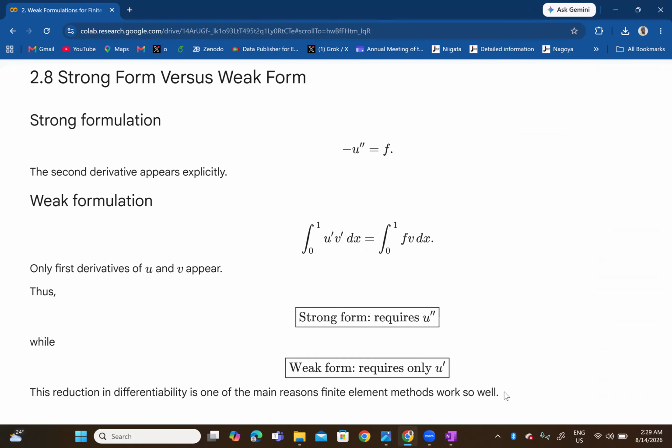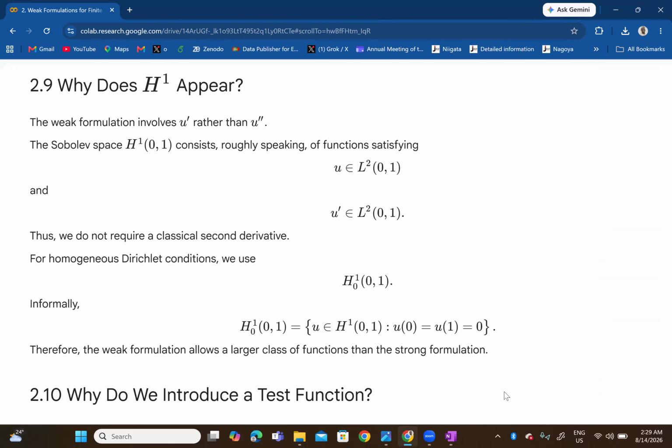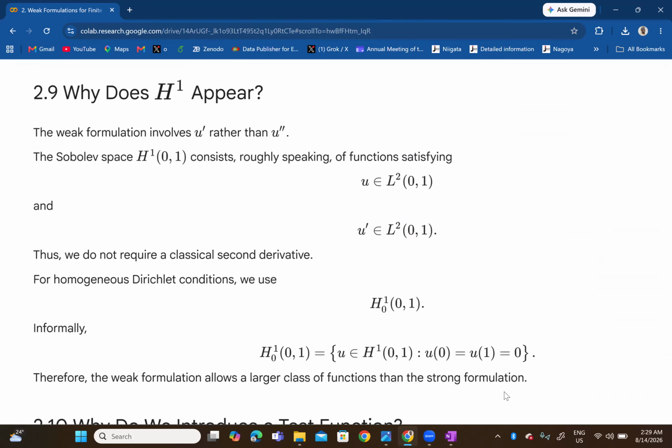So weak forms require less differentiability. They can do with some reduction in differentiability, while the strong form cannot do that. And that is why we need the weak formulation of the finite element method.